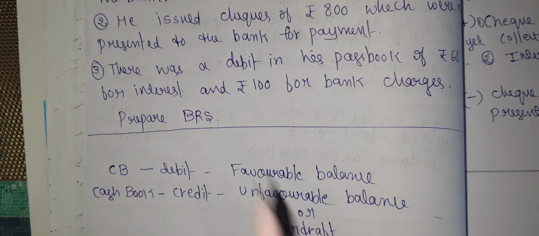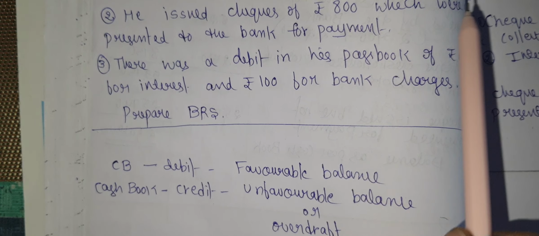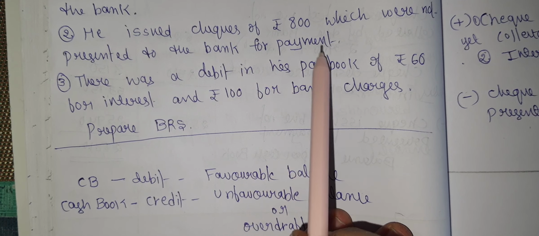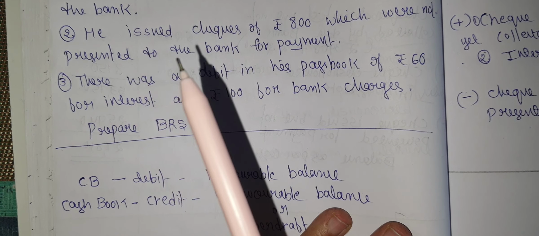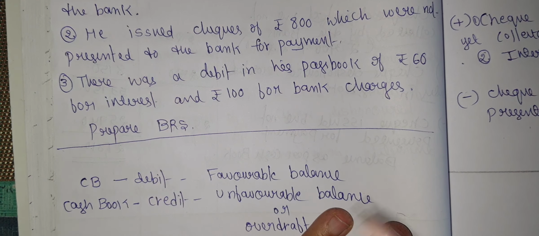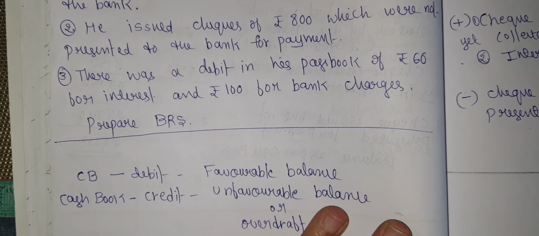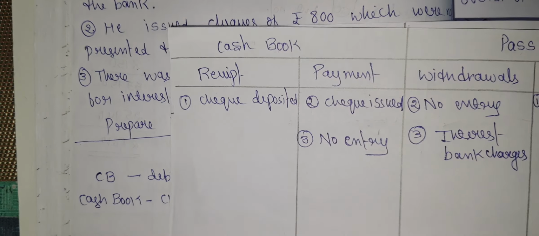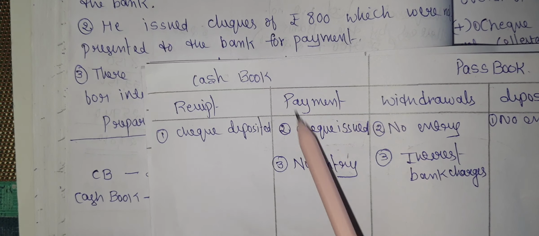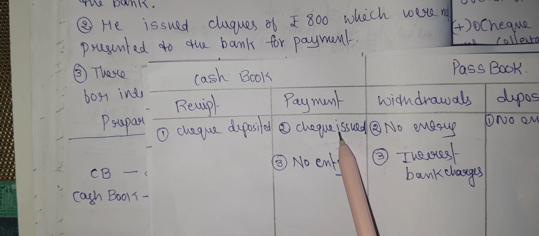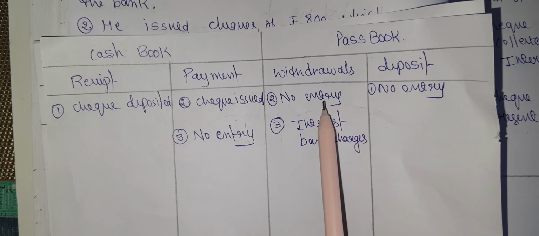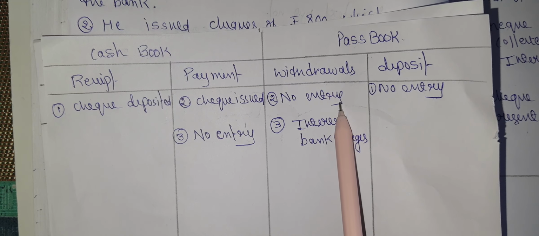Next, the second one: he issued a check of rupees 800 which was not presented to the bank for payment. Not presented for payment means Rakesh issued a check of rupees 800 to a supplier, but the supplier has not presented it to the bank for payment. First step is to record the transactions in the cash book as well as in the passbook. Issued check goes on the cash book payment side. And since it was not presented to the bank, in the passbook debit side, the withdrawal side, there is no entry.